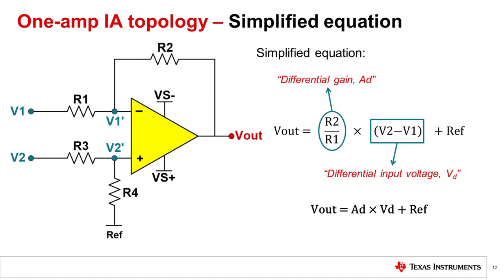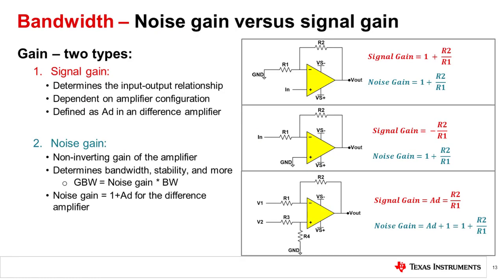Let us now take a deeper look at the differential gain, Ad. There are two types of gains which are associated with amplifiers, noise gain and signal gain. The signal gain of a circuit determines the input-output relationship. This is dependent on the amplifier's configuration and is defined as Ad for a difference amplifier. The noise gain of a circuit determines many features of the amplifier, including bandwidth and stability, and is defined as the non-inverting gain. In the case of our difference amplifier, noise gain is 1 plus Ad. See the examples on the right-hand side.